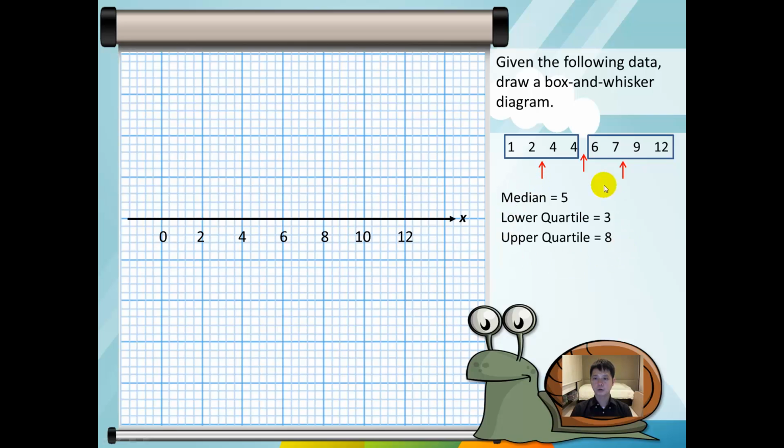Having found all these 3 points, we shall now go ahead to plot the box and whisker diagram. Now, do remember once again to label your number lines clearly. The lowest value is 1, and hence we will plot a 1 here. The highest value is 12, and we will plot the 12 here. The lower quartile is given by 3, the median is 5, and finally the upper quartile is 8. We shall next proceed to draw the box with the 3 lines, and finally the whiskers.